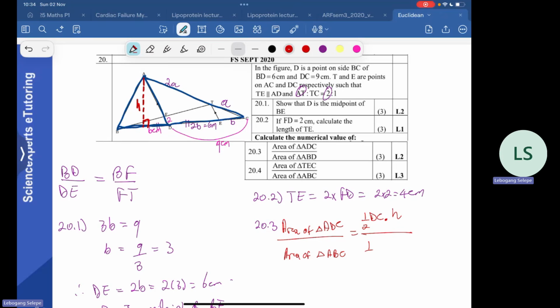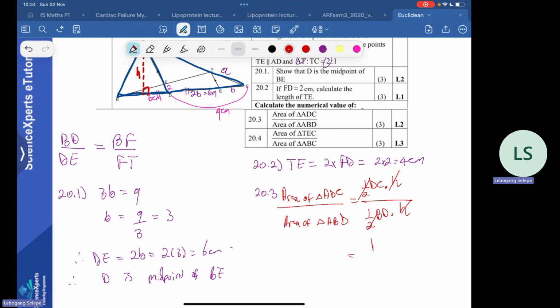over half, this one, its base, triangle ABD, sorry, ABD, right? So triangle ABD, its base is BD, and its perpendicular height is H. So this is BD multiplied by H. As you can see, the H will cancel the H, the half will cancel the half. So basically this is DC over BD, right?